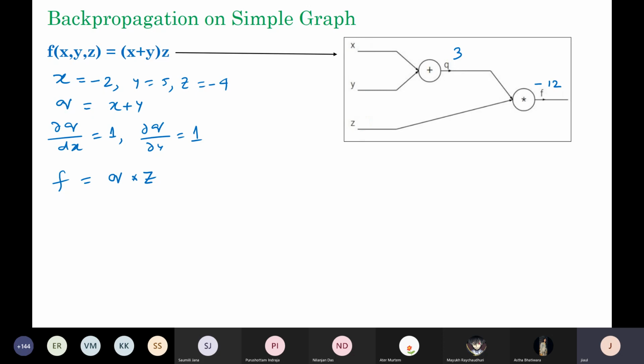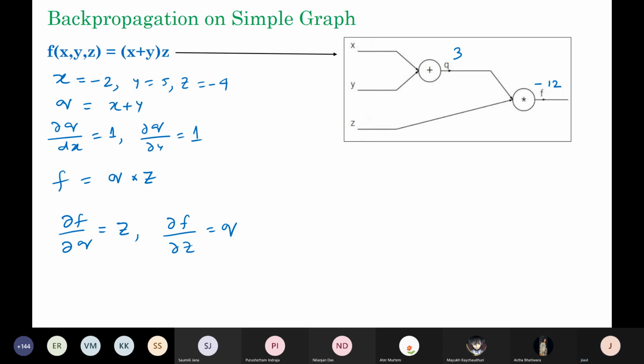So now what I can do is del f del q is equal to z. Similarly, del f del z is equal to q. Now, what are del f del q and del f del z doing? They are computing the local derivatives, del f del z and del f del q.